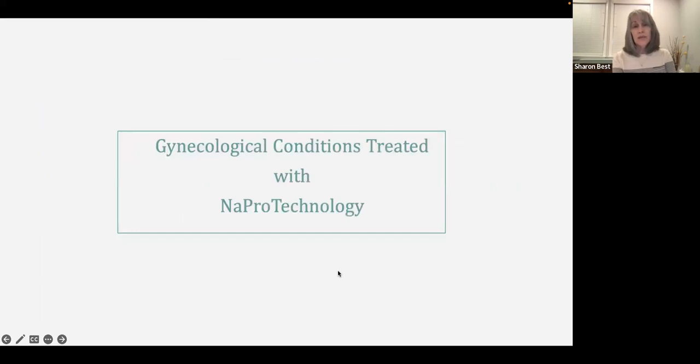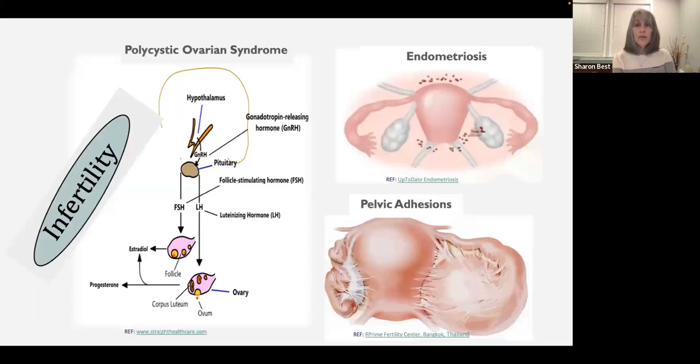Now, what are some of the gynecological conditions that are treated with NaPro? Well, this slide has 3 conditions represented on it: polycystic ovary syndrome, endometriosis, and pelvic adhesions. And you can see the word infertility over here. Most of us in the NaPro world would probably agree that a very large portion of the patients that seek our help are suffering from infertility.